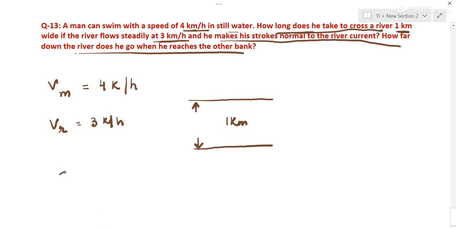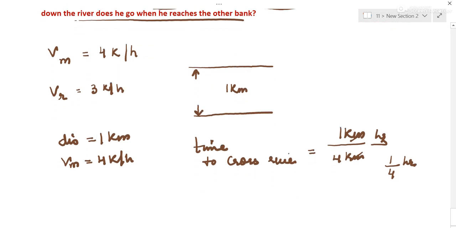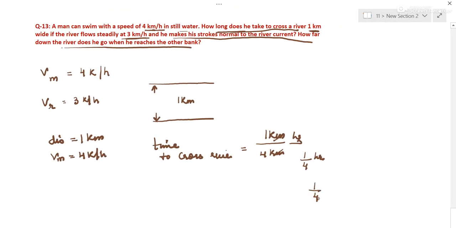So the distance is given as 1 km, and the man's speed is 4 km per hour. So we can find the time taken by him to cross the river, which is one of the questions they have asked. Time to cross the river is distance by speed. Distance is 1 km and speed is 4 km per hour, so it is 1 by 4 hour. 1 by 4 hour means 1 by 4 into 60 minutes, that is 15 minutes it will take to cross the river.